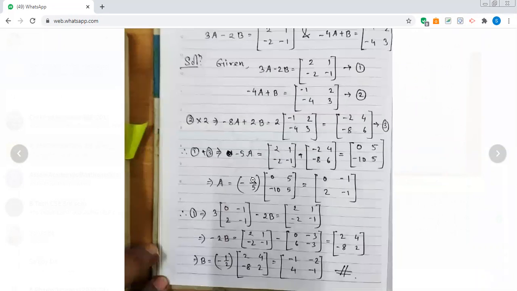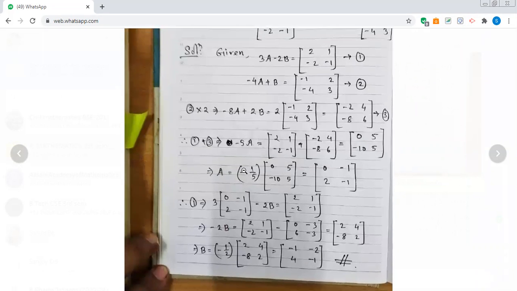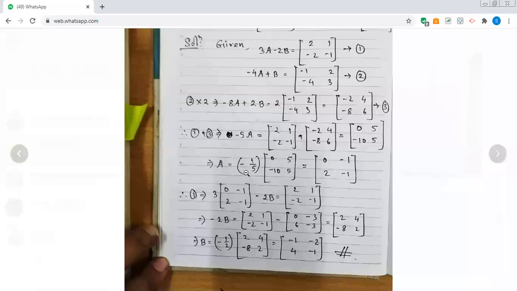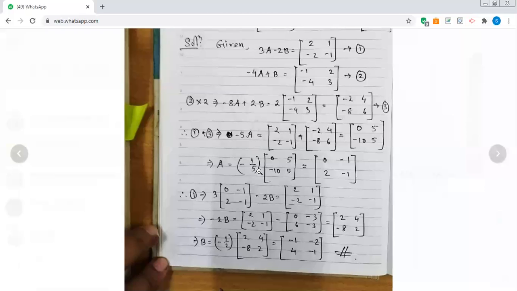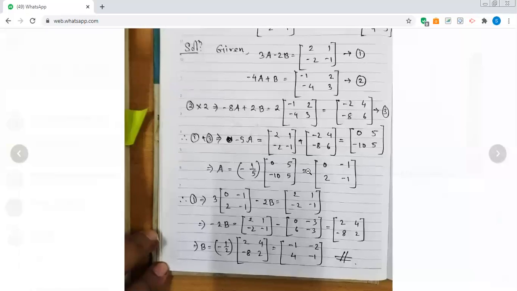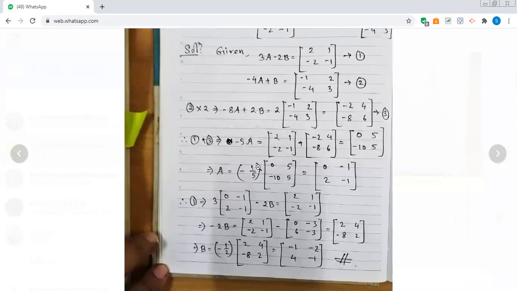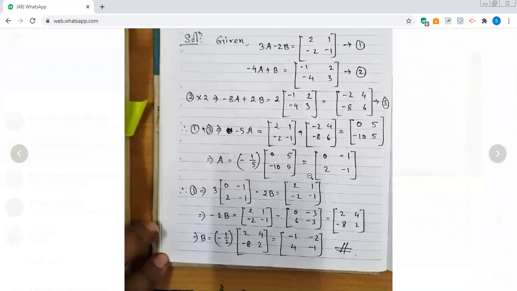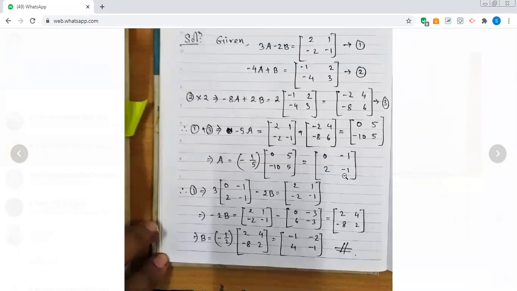So what happens by bringing minus 5 below? It becomes minus 1 by 5, and that is behaving like a scalar. You have to multiply the scalar with the matrix 0, 5, minus 10, 5. So multiply with every element. Minus 1 by 5 into 0 is 0. Minus 1 by 5 into 5 is minus 1. Minus 1 by 5 into minus 10 is what? 2. Then minus 1 by 5 into 5 is minus 1. Okay. So in this way, we got the value of A.